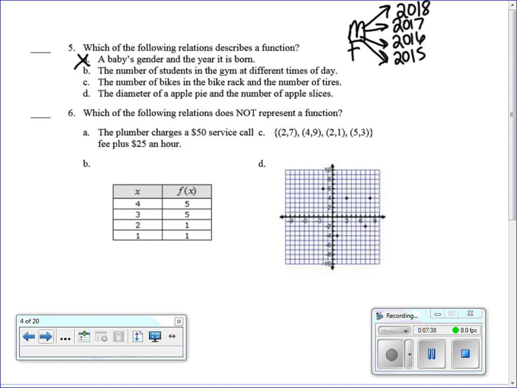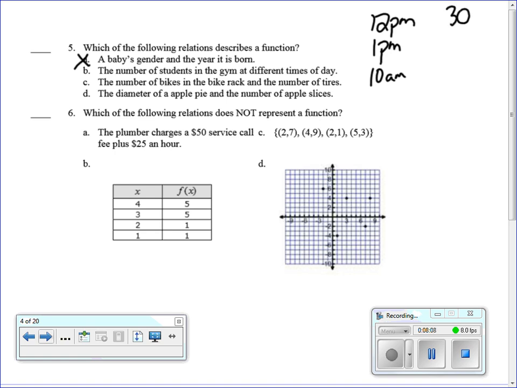When we look at B, we'll do the same thing. We're going to come up with our data. So for B, it says the number of students in a gym and the different times of day. Well, the different times of day would probably be our independent variable, because we like to make time independent. So at different times of the day, this could be at 12 p.m., this could be at 1 p.m., this could be at 10 in the morning. And then you could have a variety of different people in the gym. So I could have 30 people in the gym. I could have 20, I could have 40, I could have 10, I could even have 2.